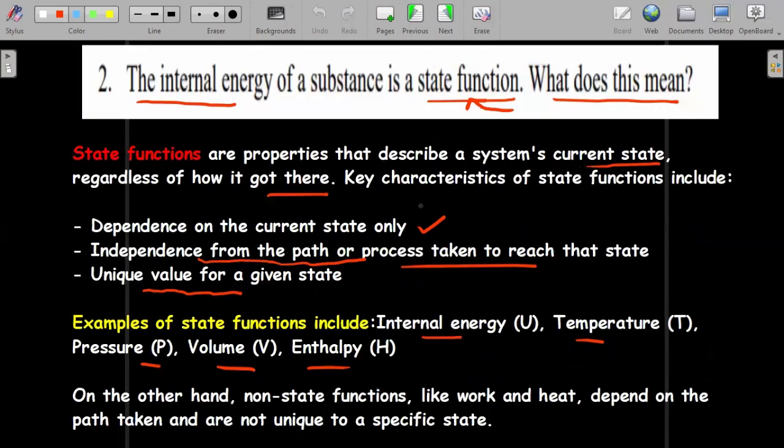When it comes to chemistry now, you have to give the actual examples. Don't give our location as an example. I was just using it to explain. So you say internal energy is an example of a state function, because it doesn't matter the path that you take, you are still going to reach the same internal energy. Even the temperature, the pressure, the volume, and the enthalpy are examples of state functions. On the other hand, we have non-state functions like work and heat. They depend on the path taken and are not unique to a specific state. So I've explained that.